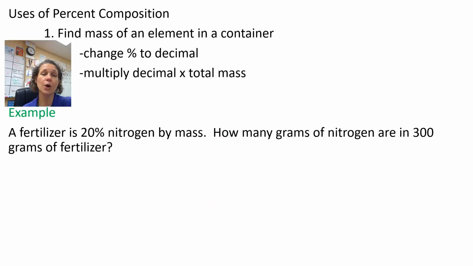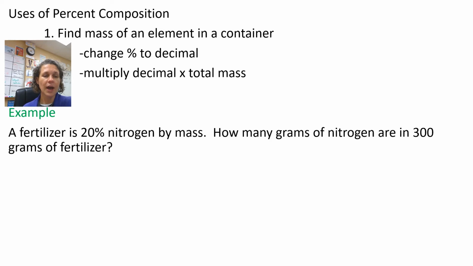Okay, so now uses of percent composition. The first one is if you want to find the mass of an element in a container. So it's basically like the problem we just did, but you work it a little bit backwards. And so you change the percent to a decimal, then you use that decimal and multiply it by the total mass. That will always be given in the problem.